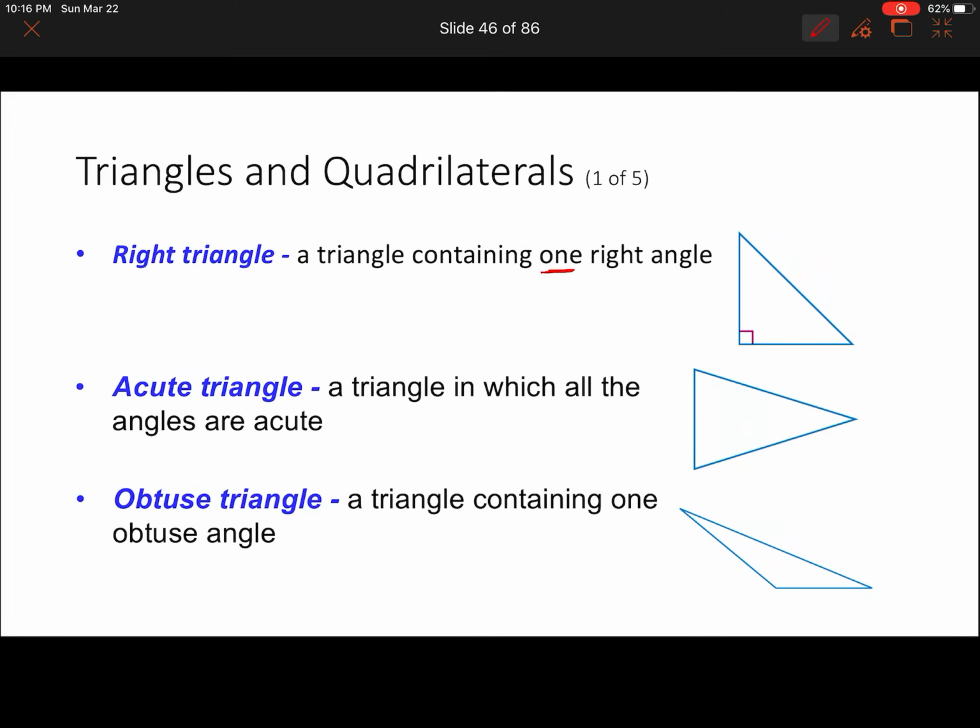And we know what a right triangle looks like. You've dealt with that quite a bit. You know what right angles are. Again, we've talked about that. And so hopefully identifying a right triangle is not a huge problem.